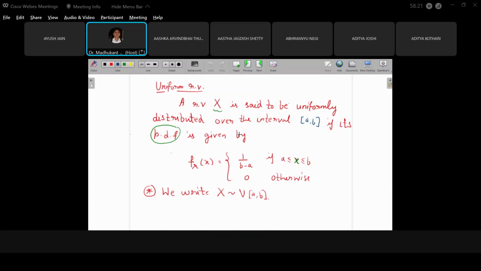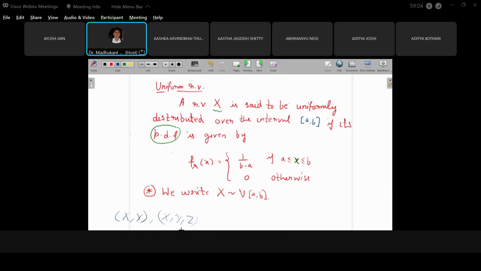Now the same definition can be extended to a two-dimensional vector, three-dimensional vector, and so on. I think it is very easy to follow. If you have only one random variable, it's one-dimensional. If you take the pair x comma y, two random variables, it is a two-dimensional vector. Similarly x comma y comma z is a three-dimensional vector, and so on, multi-dimensional.